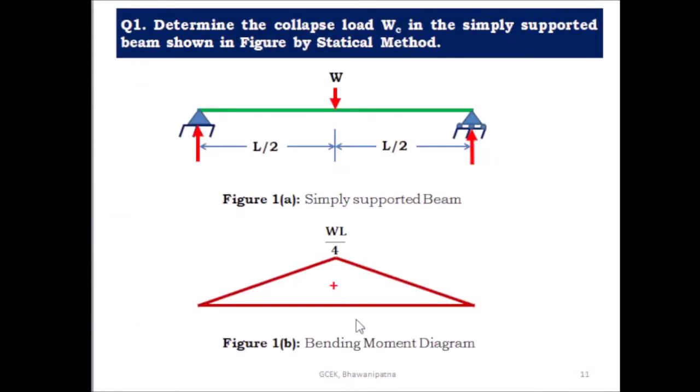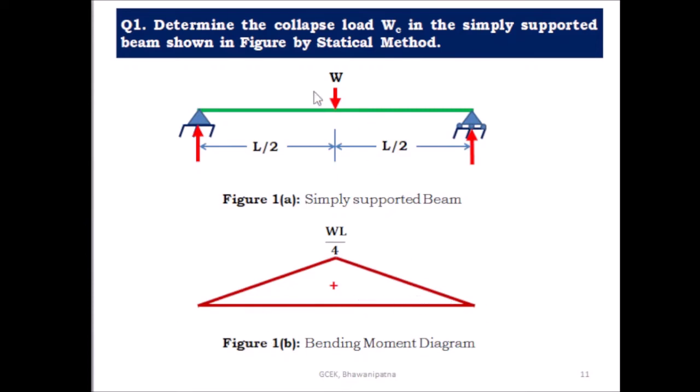Then coming to the first problem: determine the collapse load WC in the simply supported beam shown in the figure by the statical method. So this is the simply supported beam, the span of the beam is L, and one concentrated load is present at the midpoint of the beam. This is the figure of the simply supported beam, and this is its bending moment diagram. Here the bending moment is maximum at the loading point, and the maximum bending moment is equal to WL by 4, and the bending moment at the support is 0.